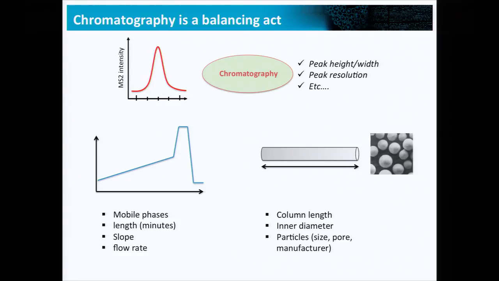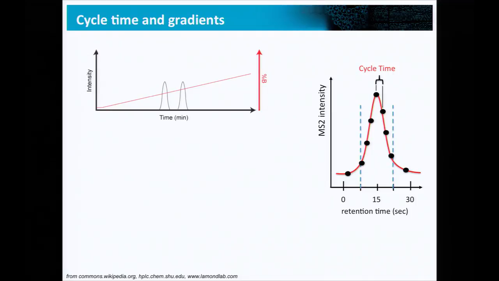So this is not a lecture about chromatography. But I would like to give you two examples of how chromatography relates to this balancing act between cycle time, dwell time, and number of transitions. So let's take a theoretical example where we have a long and shallow gradient.